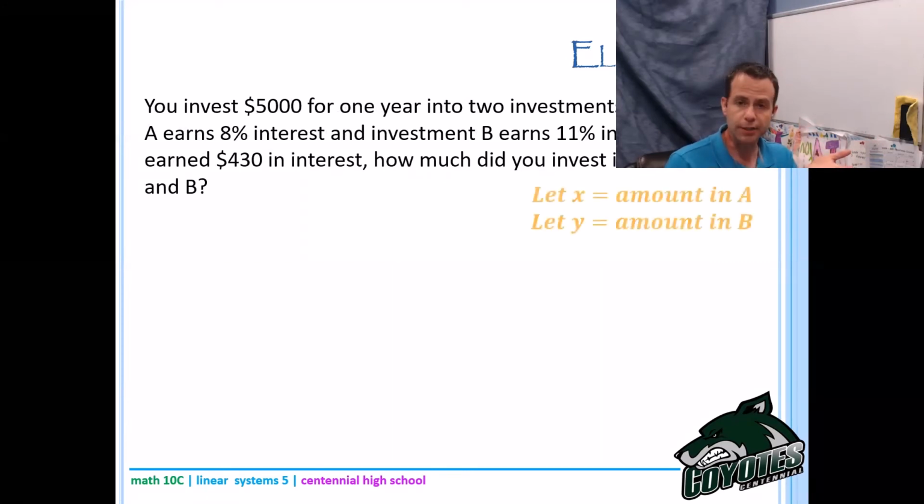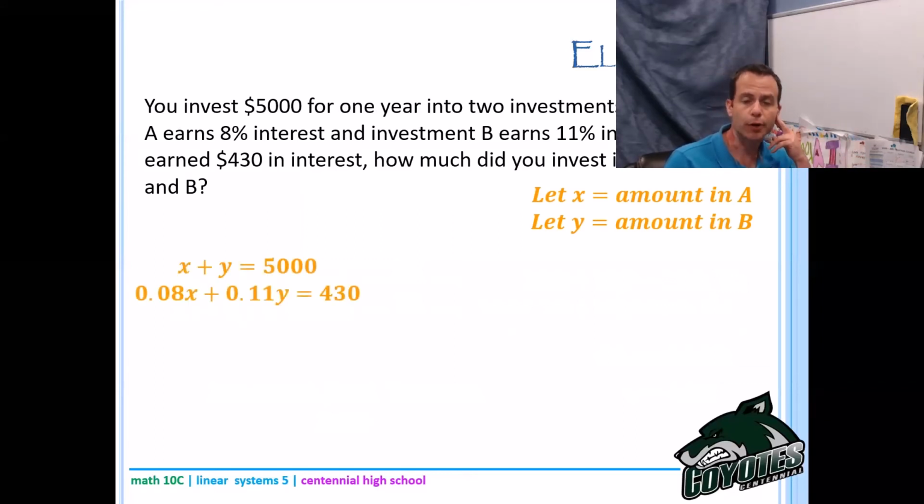So my legend is where I begin. I'm going to say x is the amount I put in investment A, and y is the amount I put in investment B, okay? So I know that x plus y has to be 5,000, and then I earn the interest, so I'm going to go 0.08x plus 0.11y equals 430, because I get $430 in interest, okay?